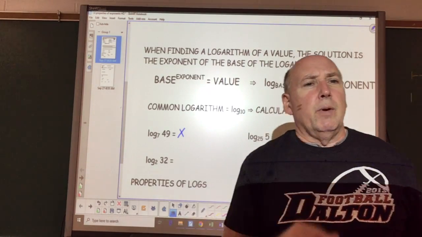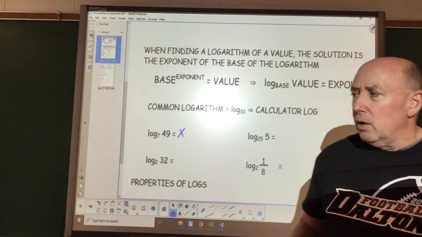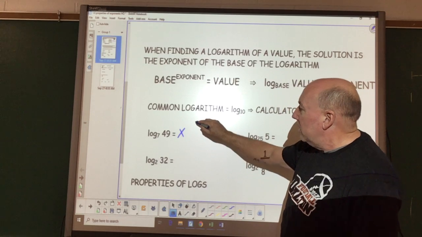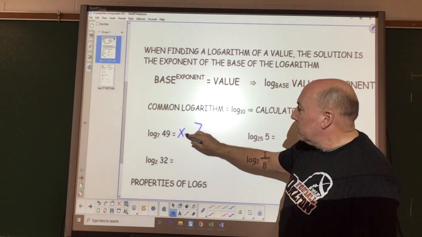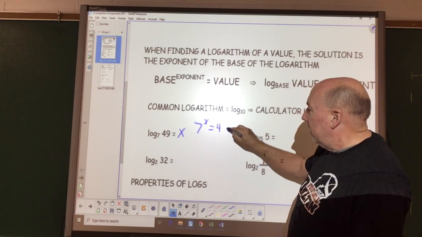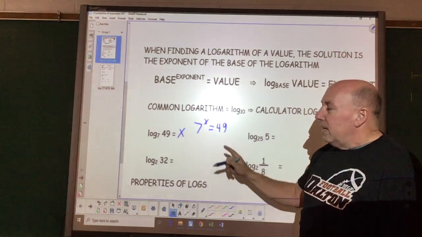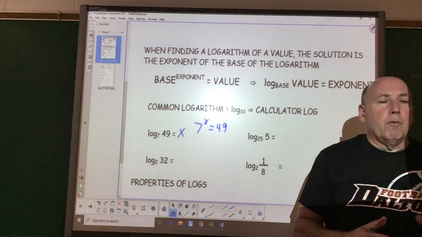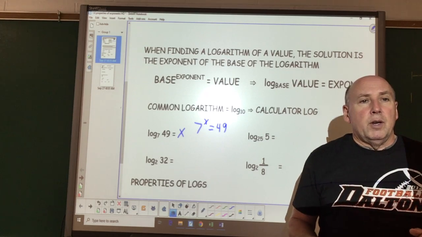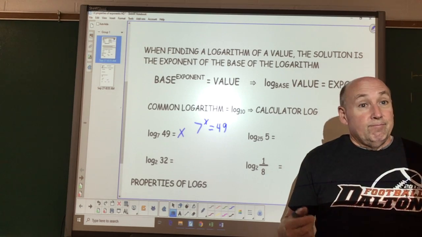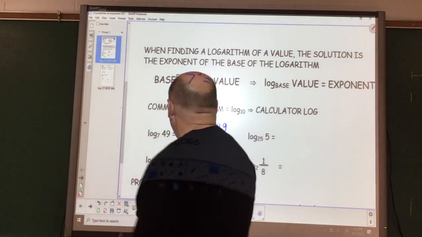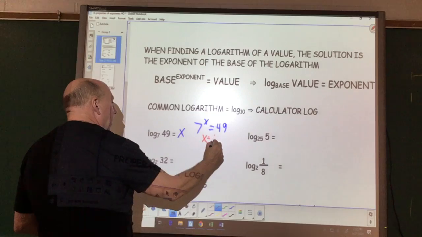So let's change it into an exponential form so we can solve this. Well, if I take a look, I have 7 as my base. My exponent is x, and this is equal to 49. Now, this is something that's a little bit more familiar to us. If I take 7 to what power, that's going to equal a value of 49? That is correct. The answer is 2. So my x value will be a value of 2.